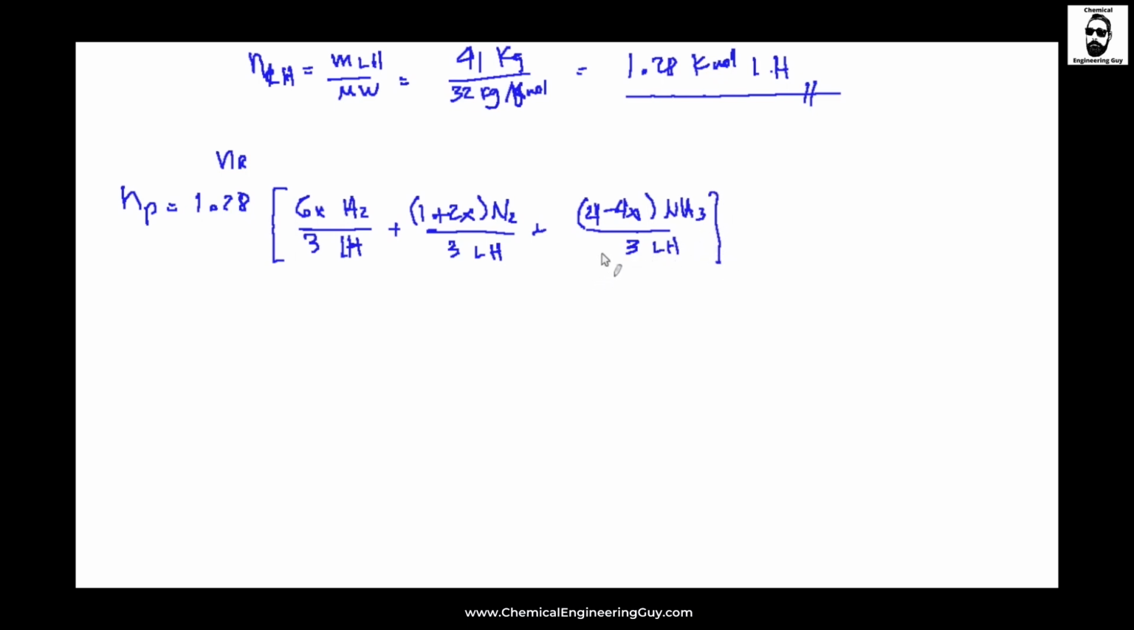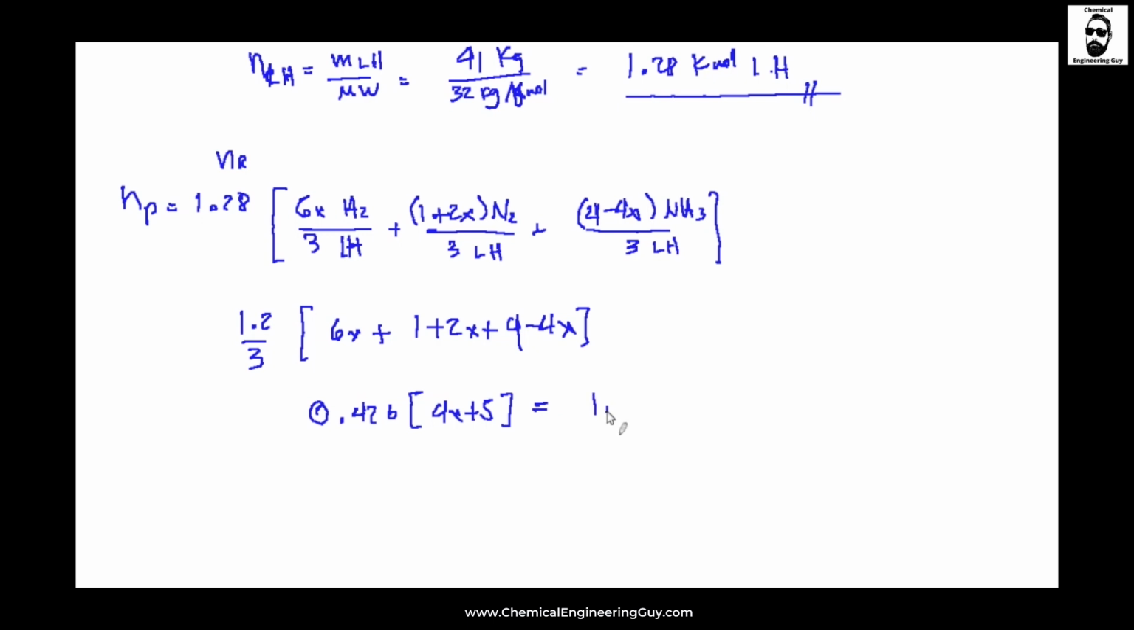What we're going to do is simplify this mathematically. You can take out the 3, it's the same 3, so I take it out and I get 6x plus 1 plus 2x plus 4 minus 4x. And eventually you get to 0.426 times 4x plus 5.